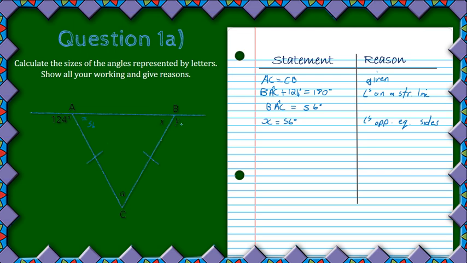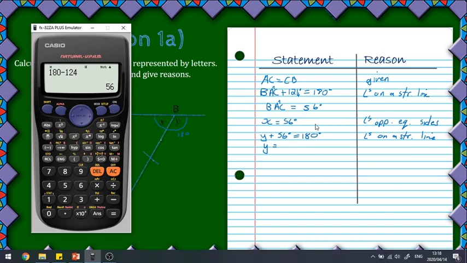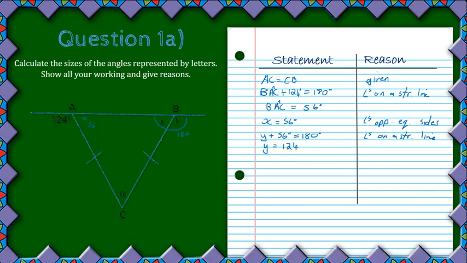Alright, now to find Y, I can once again apply angles on a straight line because these two angles together give me 180. So I'm going to say that Y plus X's value, 56 degrees, is equal to 180 degrees, and our reason is angles on a straight line. Okay, and then we solve for Y. So Y is then equal to 180 minus 56, and that gives me 124 degrees.